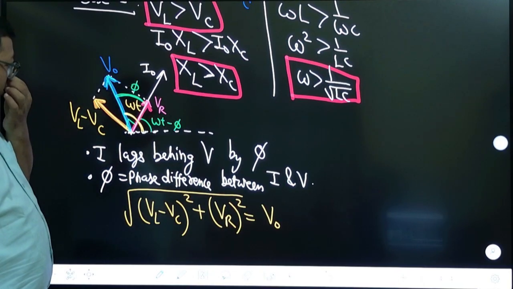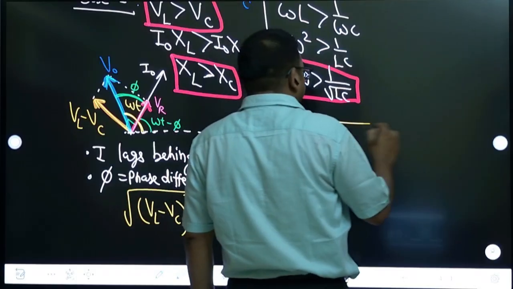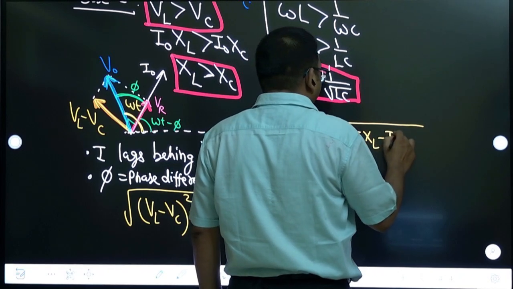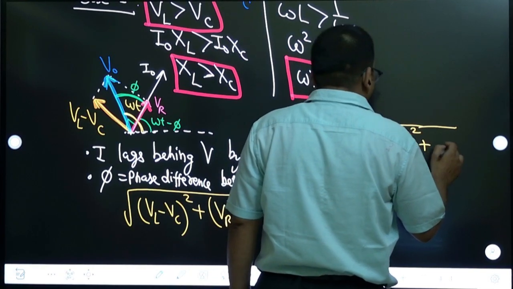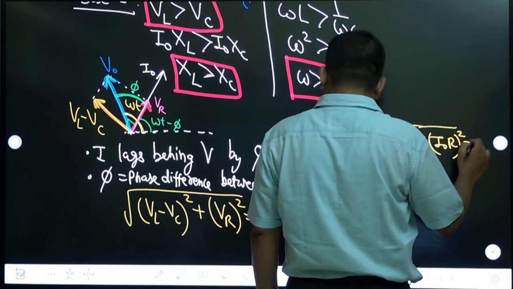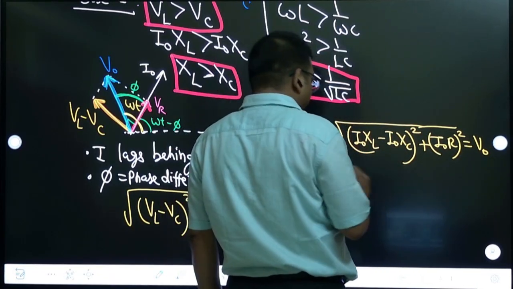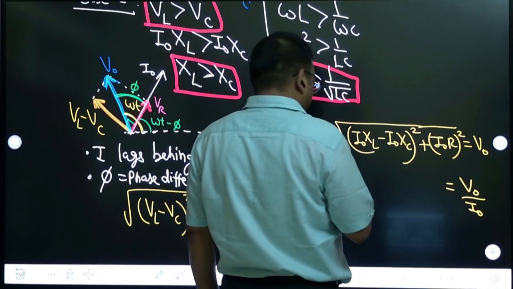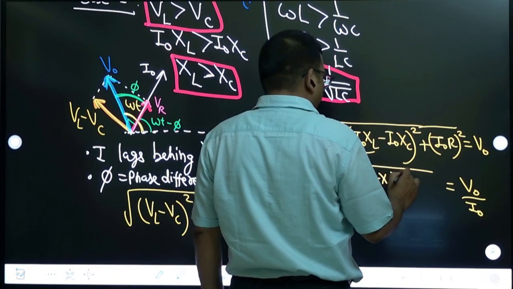So now let us try to simplify this. Vl we will write as I naught into XL, minus I naught into XC, whole square, plus Vr, which is I naught into R, whole square, is equal to V naught. So from here I will take I naught common and divide that side. So I will get the ratio V naught by I naught, and we are left with XL minus XC whole square plus R square.